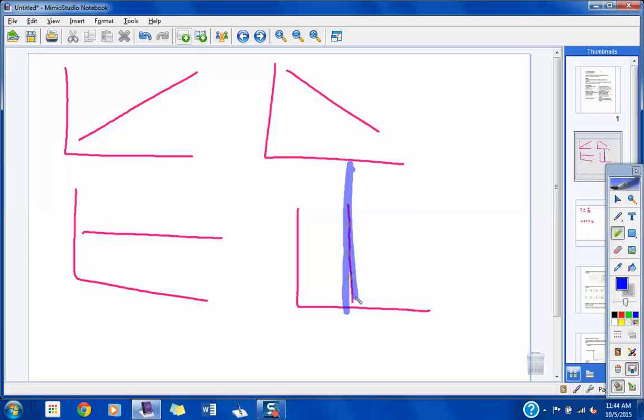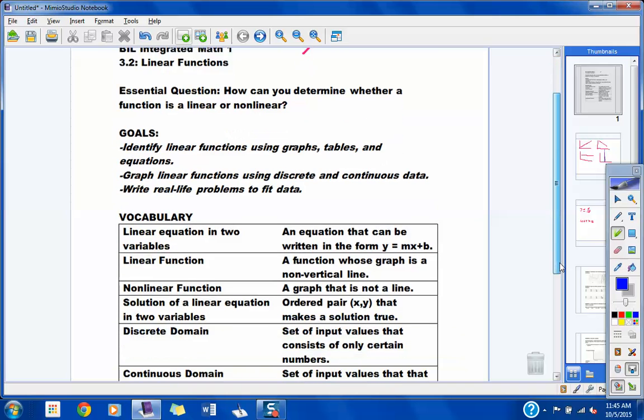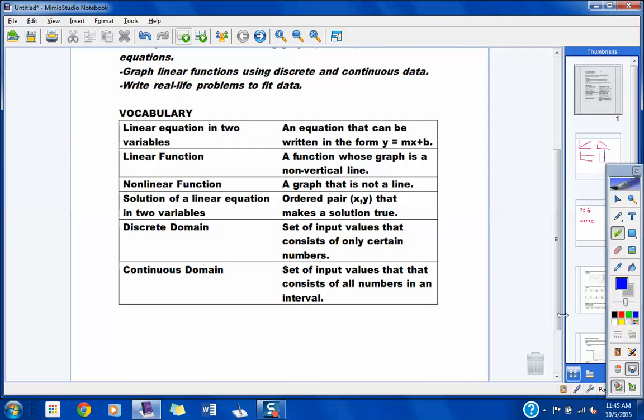Yeah. Okay. So, back in your notes here, guys, section 3.2 is titled Linear Functions. We want to know how we can determine whether a function is linear or nonlinear. Okay, I think you get the idea that linear means a line. Goals for the day. The first one is to identify linear functions using a graph, table, and an equation. We also want to look at what graphing linear functions using discrete and continuous data looks like in real life situations. And then we're going to go ahead and reverse it and write real life problems to fit some data. So, a lot going on here today, but it's pretty easy. All right, pretty easy.